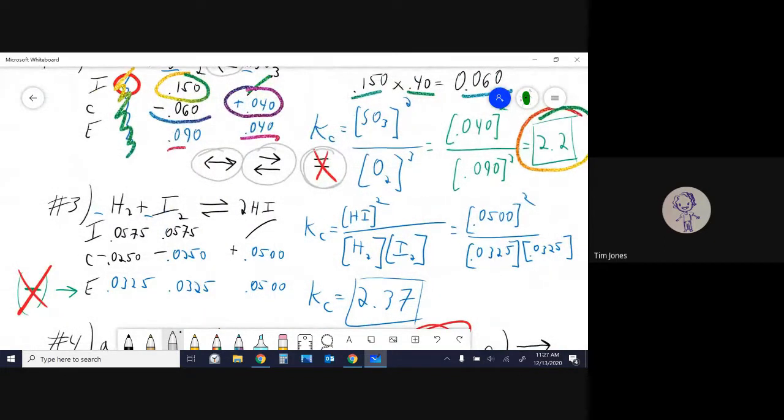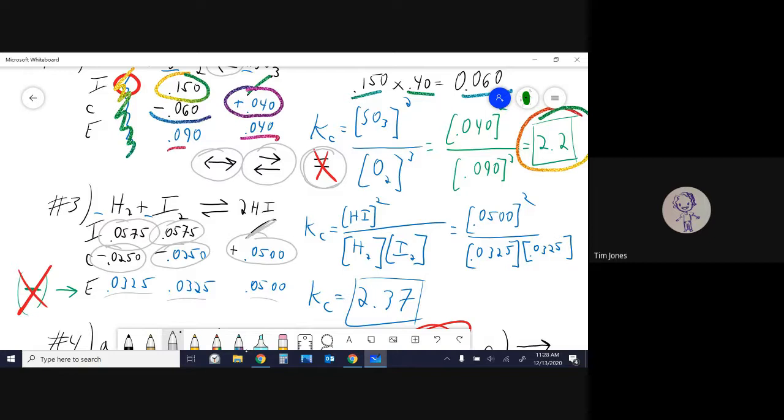similar, except, what did they tell us this time? They said the hydrogen decreased by 0.025. So here are my starting amounts, nothing here. This changed, it went down by 0.025. And the balanced reaction is 1 hydrogen to 1 iodine, so iodine's change is the same. And then 2 HI, so it's double. Add your columns to get your equilibrium amounts.